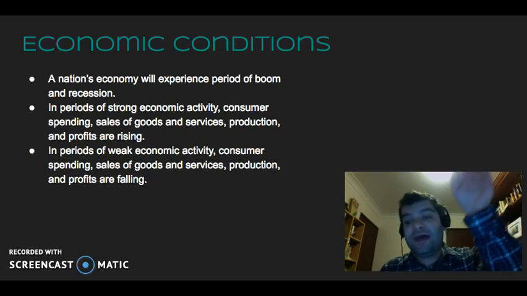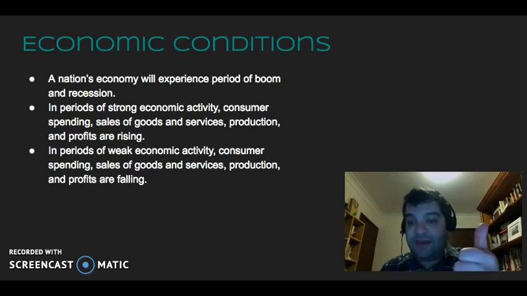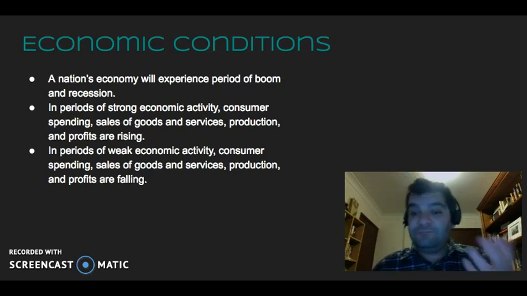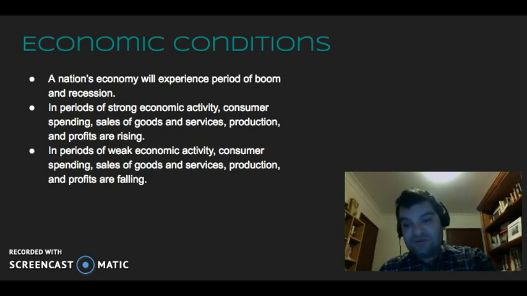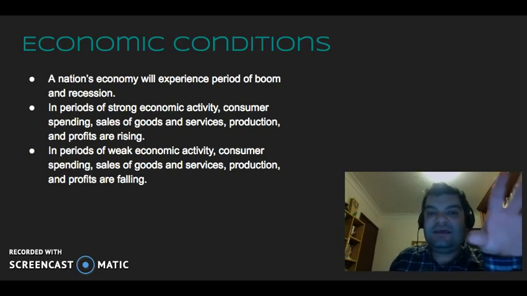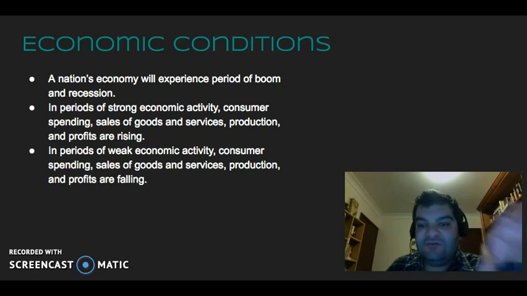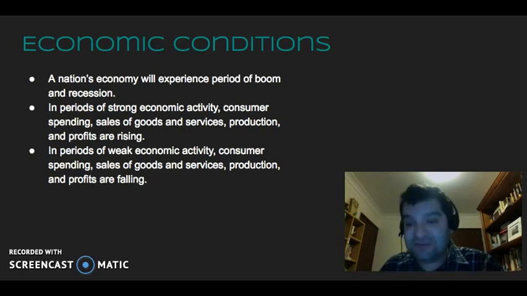Okay. However, on the flip side of that is when there's weak economic activity, the amount of money consumers spend goes down because they need to then buy staples. So bread, milk, eggs, pay rent, so things to just keep them alive rather than luxury goods. So the sales of goods and services goes down, production therefore goes down, people start to lose money, profits are falling, and that's looking here in terms of the issues in success and failure is that if you fail to plan for the periods of weak economic activity, you will fail regardless of the level of economic activity.